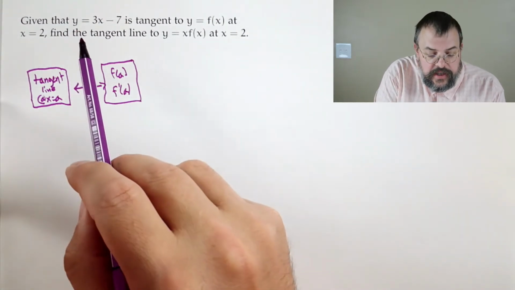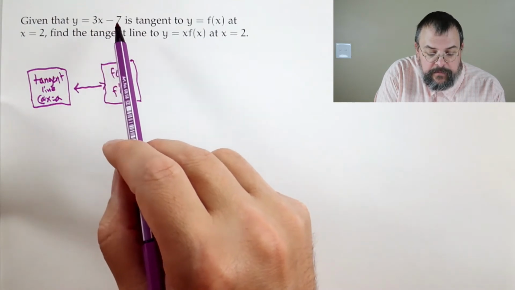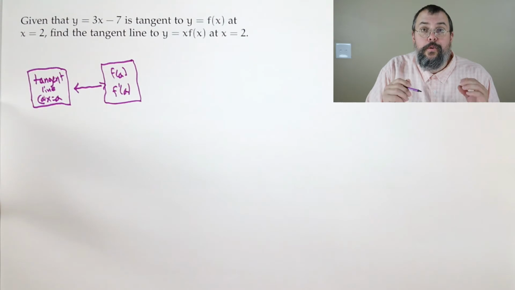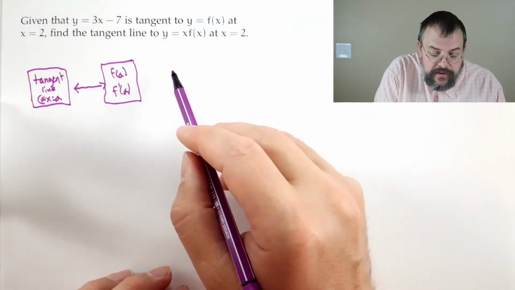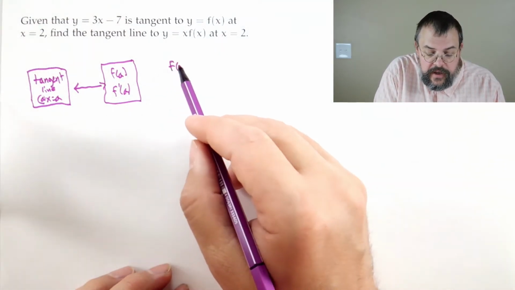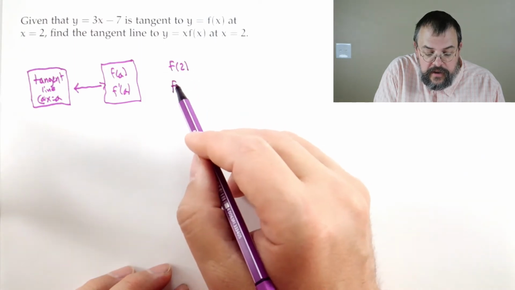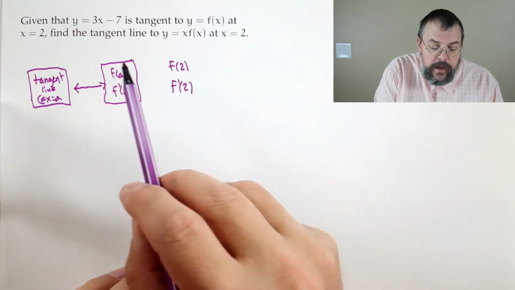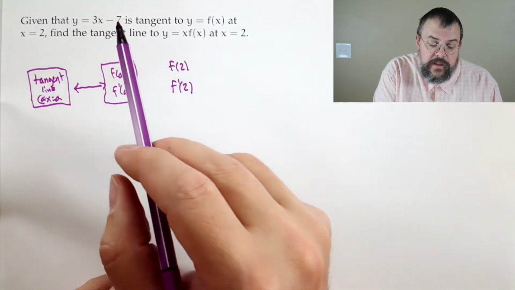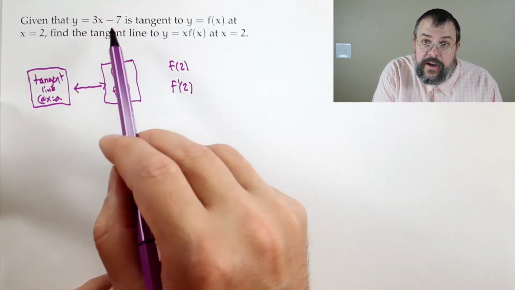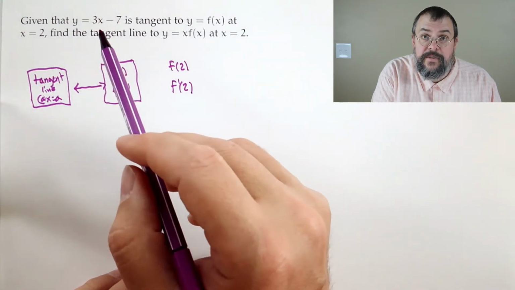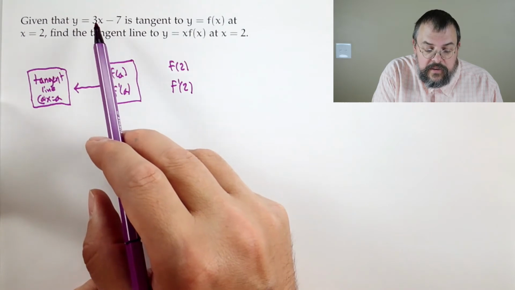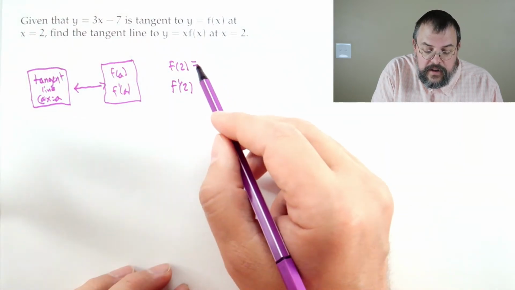So we're told the tangent line, 3x minus 7, is tangent to f of x at 2. So we can now extract two pieces of information. What is f of 2 and what is f prime of 2? So how do we get f of 2? Well, since the line is tangent, the value of the line at 2 is the same as the value of the function at 2. So plug in 2. 2 times 3 is 6. 6 minus 7 is negative 1.